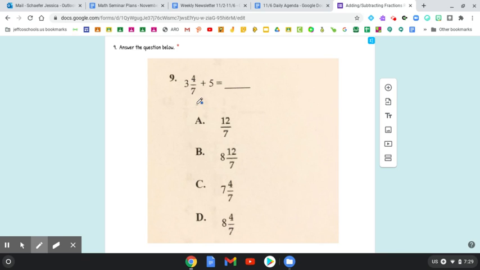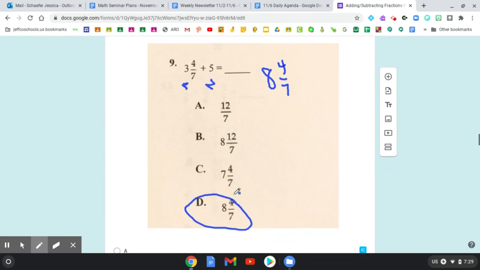Question 9, 3 4/7 plus 5. Again, you can just add the whole number parts. So 3 plus 5 would make 8, and then put the fraction back on. 8 4/7. This is totally legal when you're dealing with mixed numbers, so long as you have common denominators. There was no fraction over here, so I can just add the whole number parts.